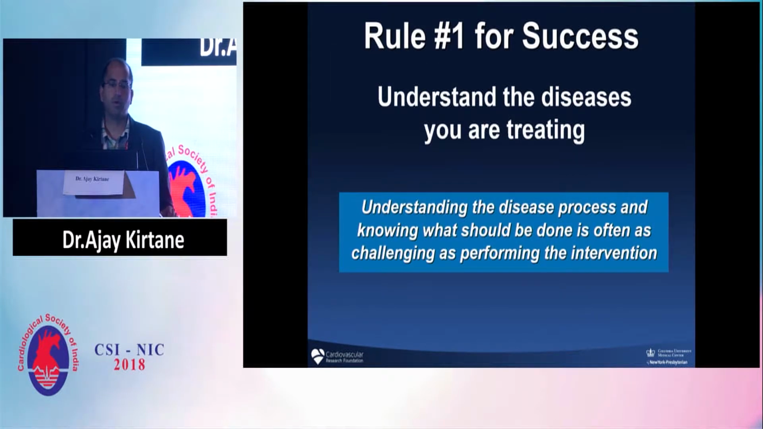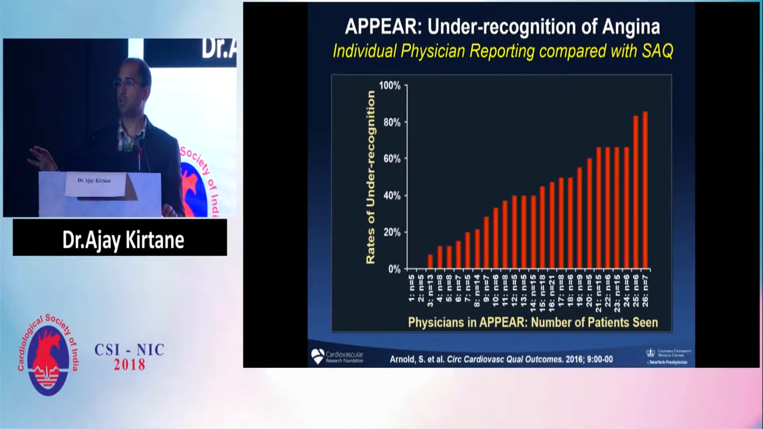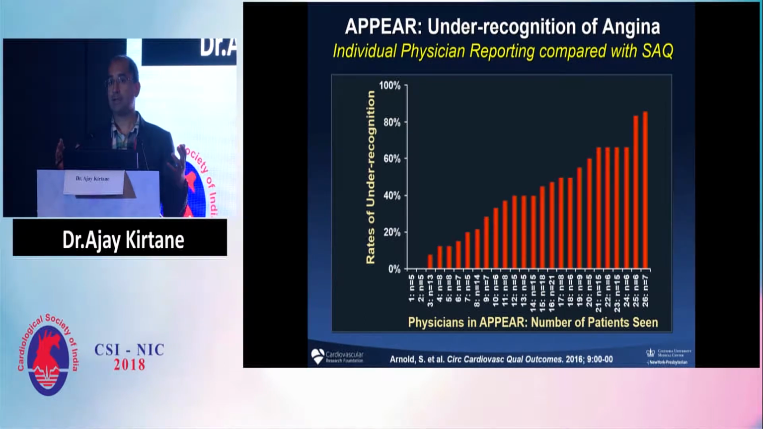So rule number one is you had to understand the diseases you were treating, and understanding this is very important. I think it sounds very trite for me to say understand the diseases you're treating, but it's important, and the reason it's important is because we actually don't understand it very well. This is a nice slide that's derived from a US registry of patients, where patients are asked, are you having angina? Their physicians are then asked, is your patient having angina? And you would like to think that the correlation between the patient having the symptoms that they express and the physicians identifying those symptoms ought to be 1-to-1.